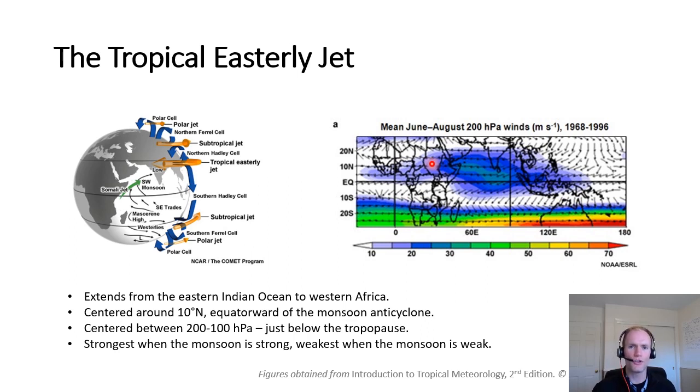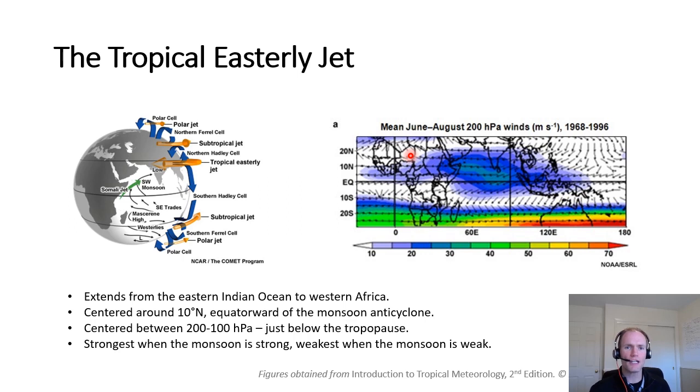Keep in mind that we're looking at a very warm region of the globe, and so the tropopause is found at a very high altitude, on the order of 100 to 200 hectopascals in this region during the summertime. And it's at that height at which the tropical easterly jet has its maximum intensity.